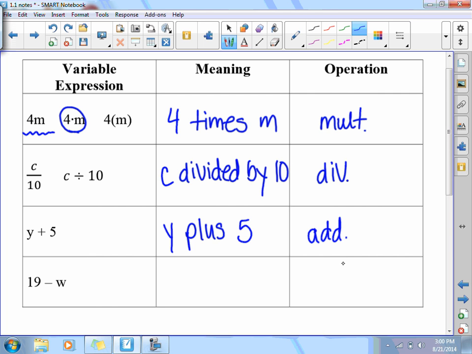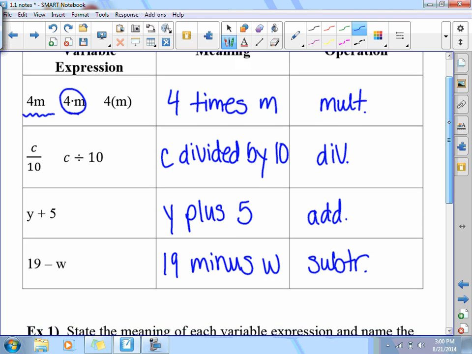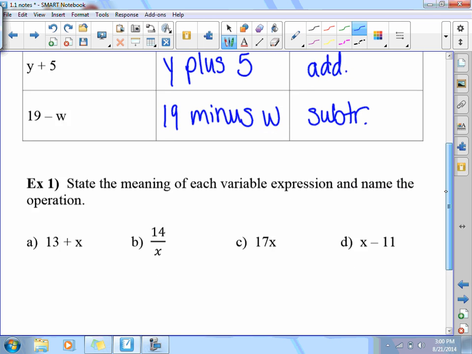And then our last expression is 19 minus w. So again, we're translating exactly what is written there. 19 minus w. And whatever w would be, that's our variable that has a value that we don't know yet. And here the operation is subtraction. So these are the types of expressions that we're going to see in the rest of our notes, just like here in example 1.